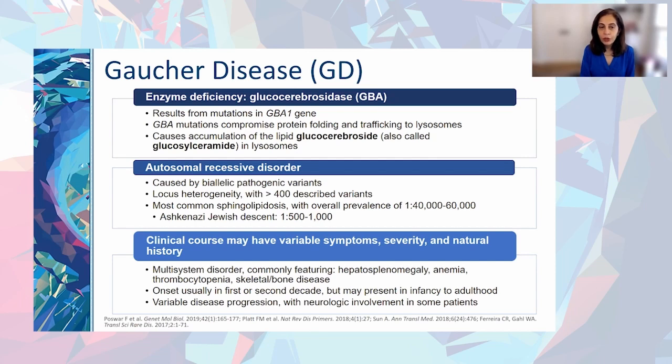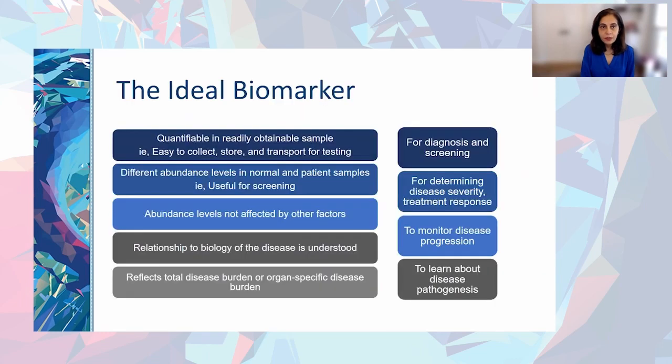anemia and thrombocytopenia. There is also significant bone involvement, and the onset for those patients with type 1 Gaucher disease can be as early as within the first few years of life, but could also be in the second decade. But there could be some that have very late presentation or no presentation. As such, you can tell that there is a real important tool that we need, which is how do we monitor our patients with Gaucher disease.